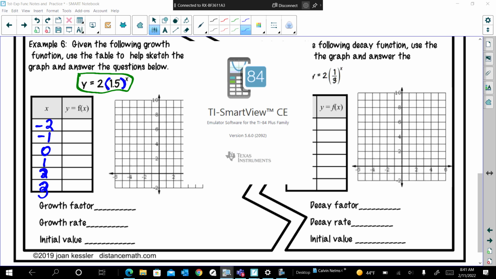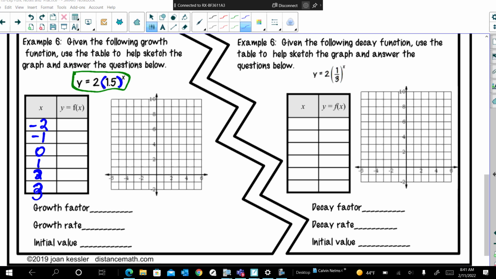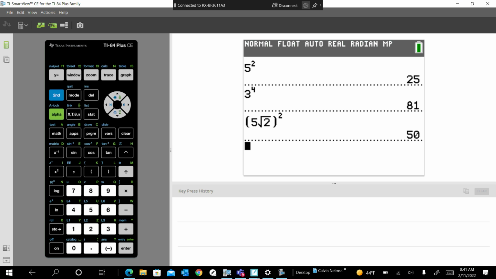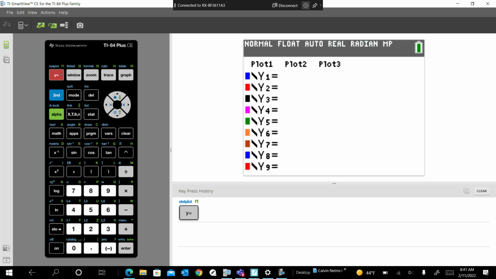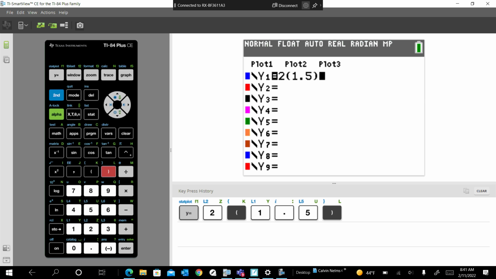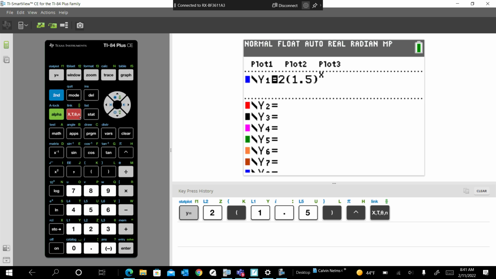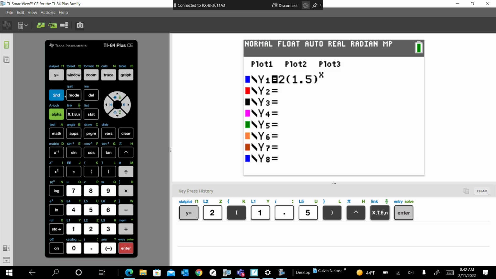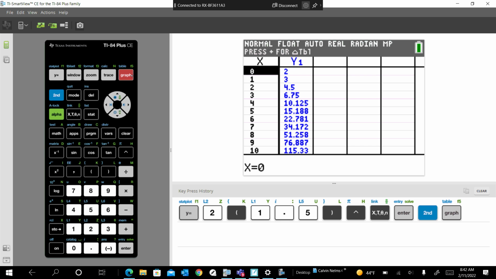Use your parentheses. Type it exactly like it's written. So we go y equals 2, parentheses, 1.5, close the parentheses, raised to a power of x. We store that, and go to your table. We need our table to start at -2 though. So go up to fill in our table.